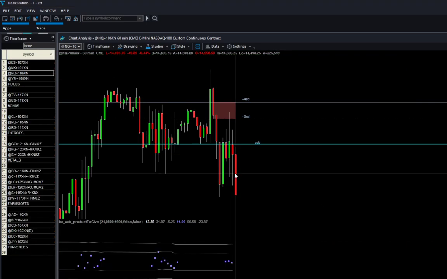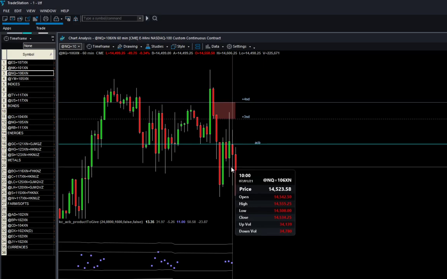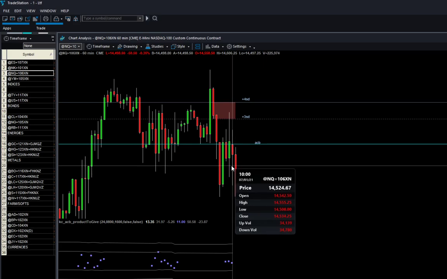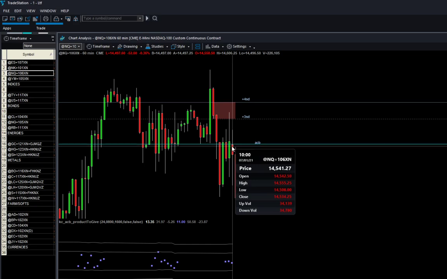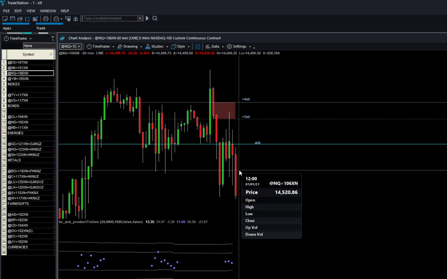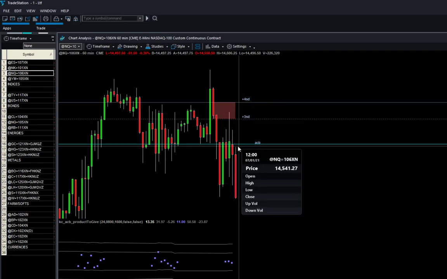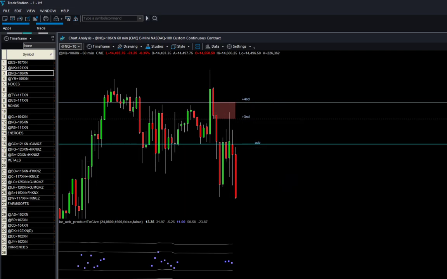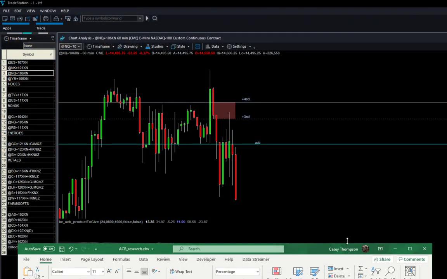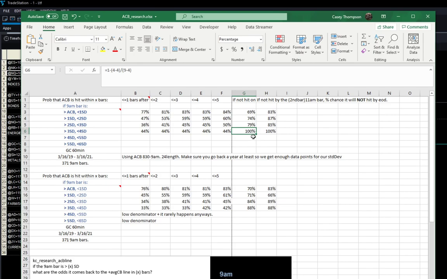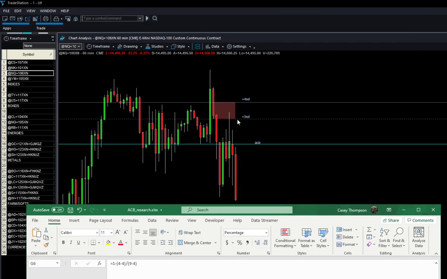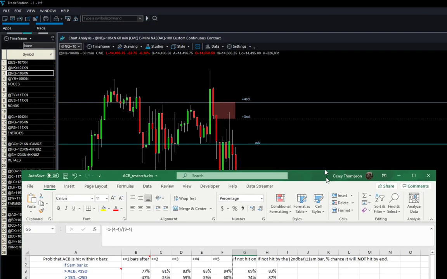So if this actually doesn't hit on this next bar, which it obviously did, holy crap, did it, right? See, it literally opened up on the average. But if it were to continue upwards, if it stays up here and actually doesn't hit on the 10 a.m. bar, we can know basically 100% that it's not going to hit by the end of the day. So now we can protect this zone and go upwards from there.